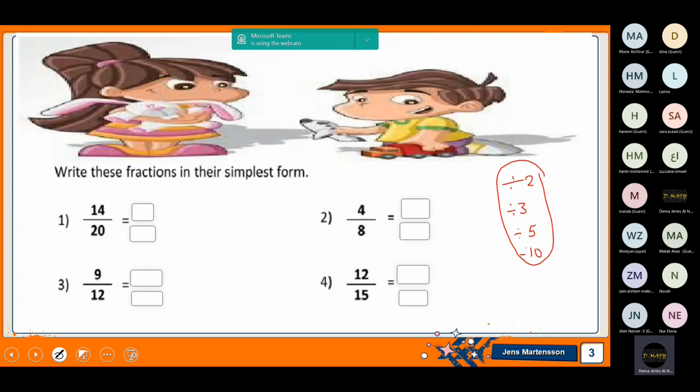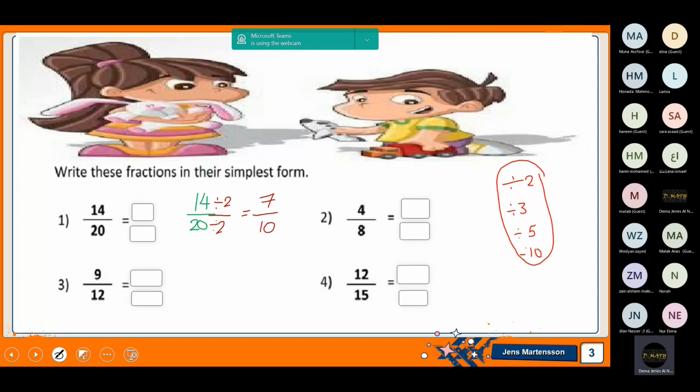Let's go now to number 1. 14 over 20. The first question you have to ask yourself about 14 and 20: are they multiples of 2? Or in other words, can I divide 14 by 2 and 20 by 2? Yes, we can. So we will divide by 2, by 2. Now, 14 divided by 2 is what? 7. 7 over 10.